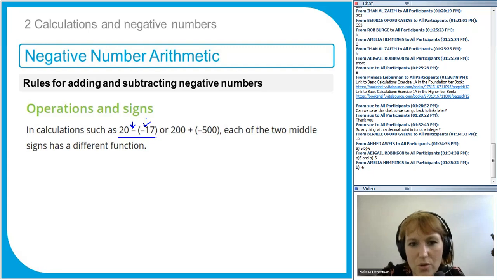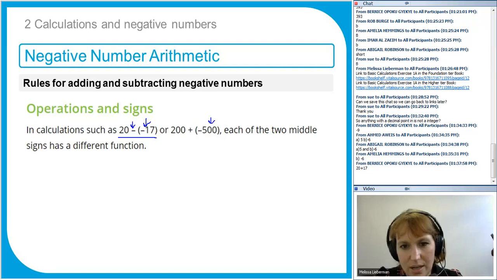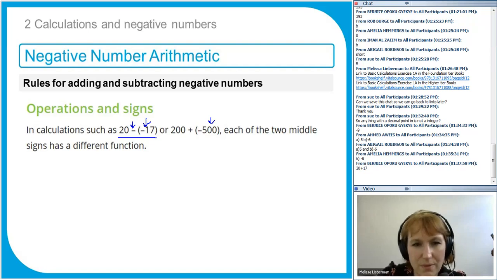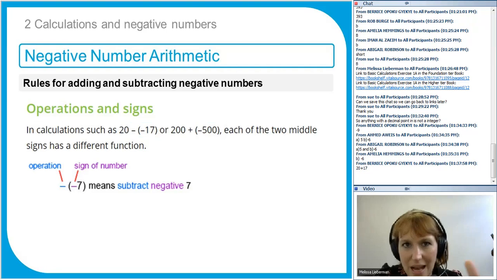So for example, if we had 200 plus -500, the plus means add, and the -500 means that we effectively take 500 away from 200. We need to go down the number line. So when we take away a negative number, that's the same as adding. When we add a negative number, that's the same as subtracting. But those signs have a different function, which is where I think confusion comes in sometimes. So one is the operation, add or subtract, and one is the sign of the number, so -7 or +7.